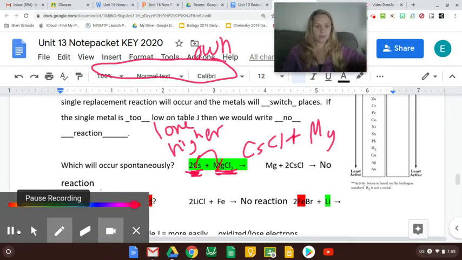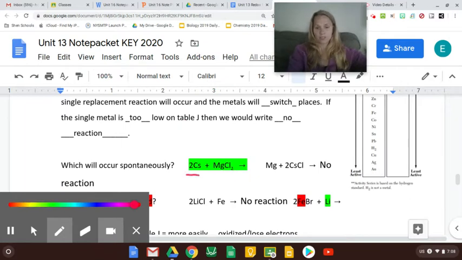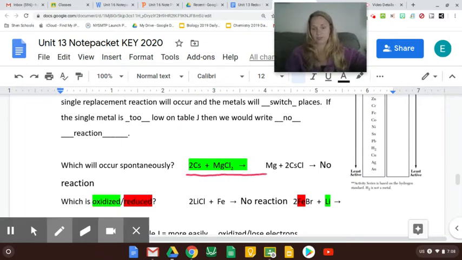So let's try that. Okay, will this single replacement reaction right here happen on its own? Is the lone one, the guy that's alone, stronger than... and it's always, this is a metal, so it's going to replace the metal.